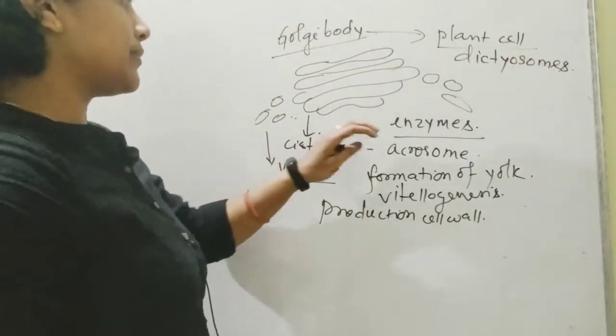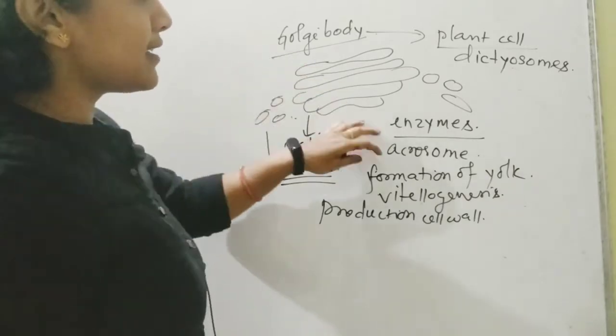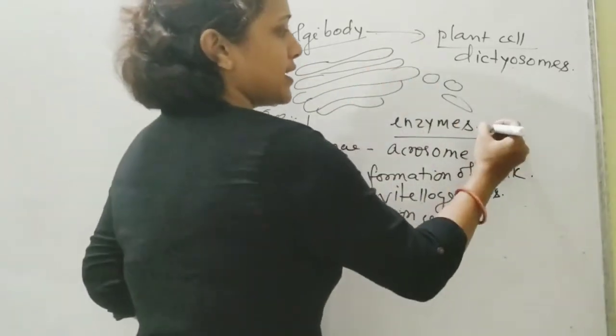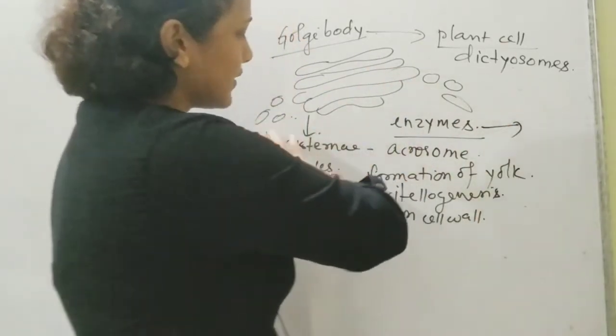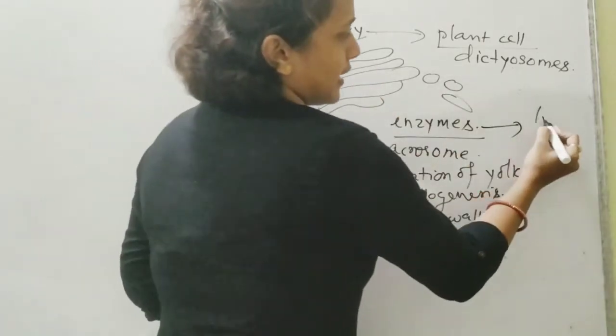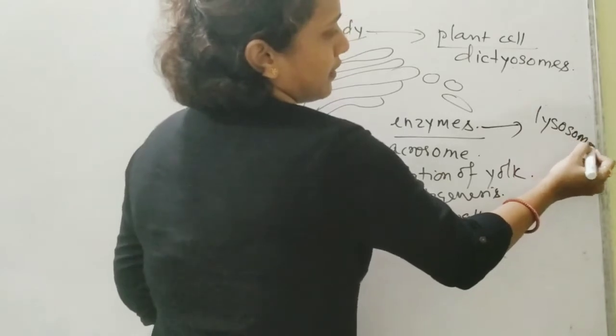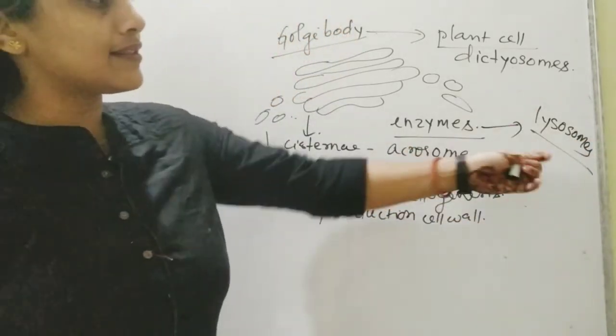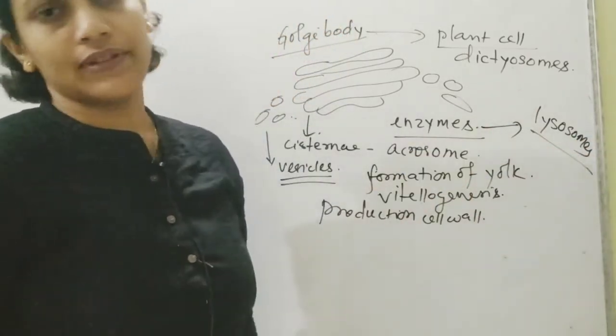The major function is production of your enzymes. These digestive enzymes were carried by vesicle-like structures, and those became the lysosomes. That's how these small tiny creatures, the lysosomes, were born.